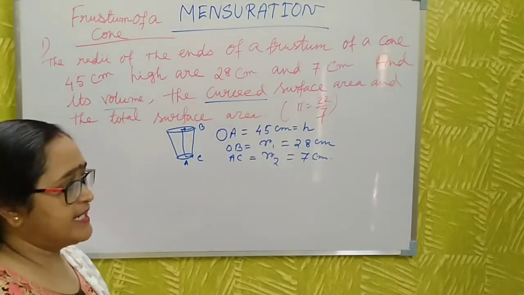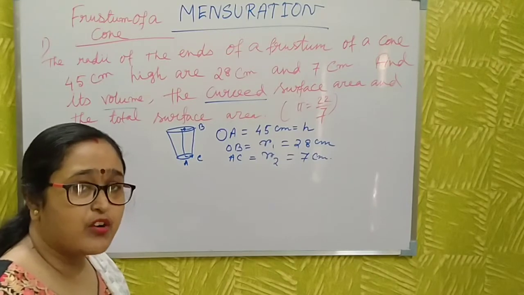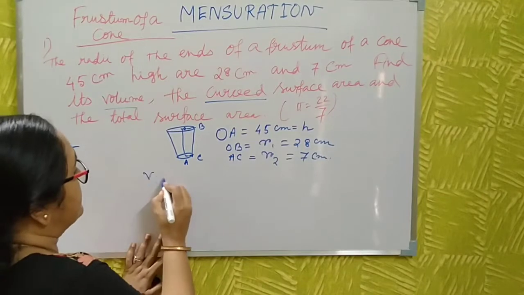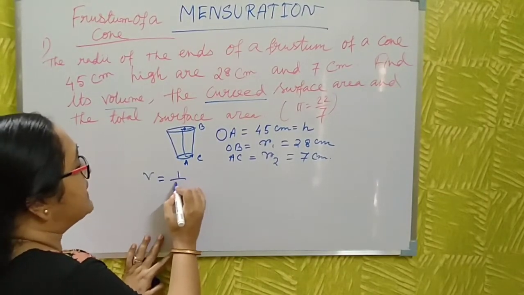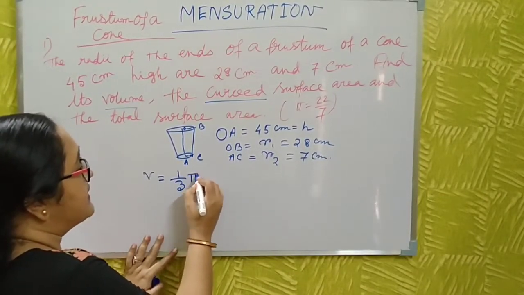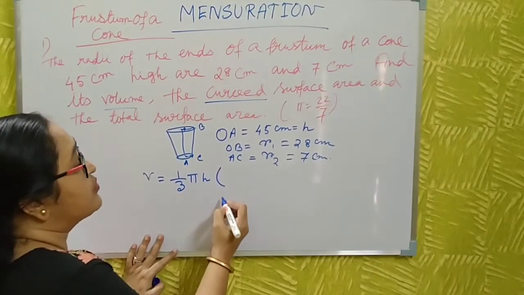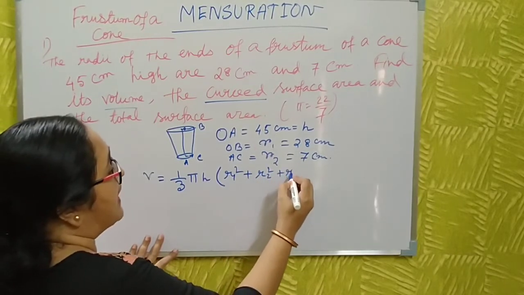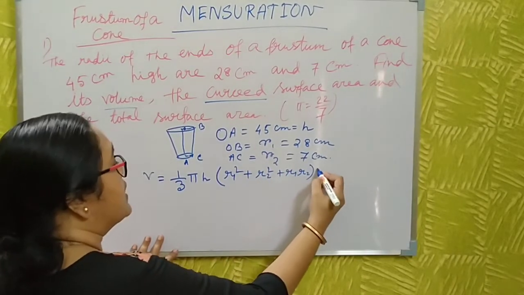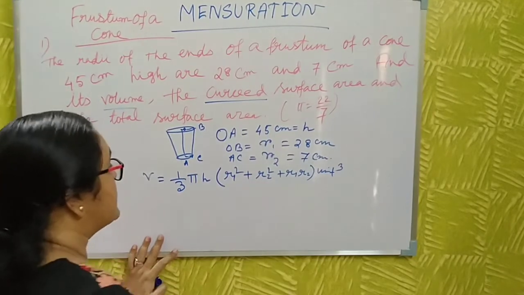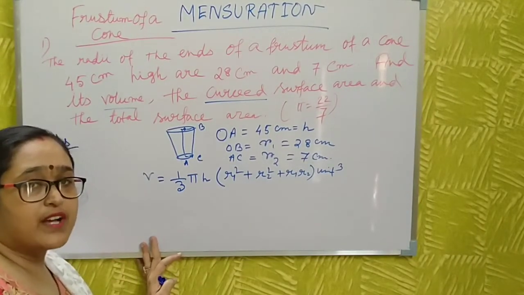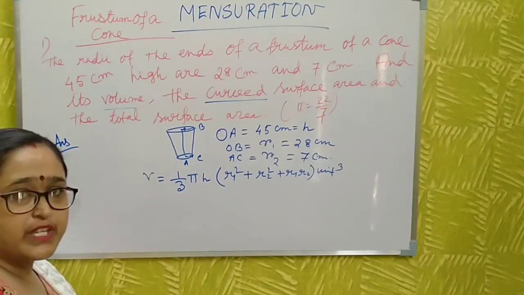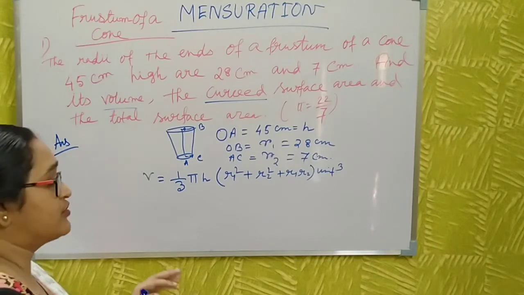First remember: what is the volume of a frustum? I already discussed it in the previous class. The volume of a frustum is 1/3 pi h into R1 square plus R2 square plus R1 R2, in unit cube. This is the formula for the volume of a frustum. Now you put the values and you get the result.